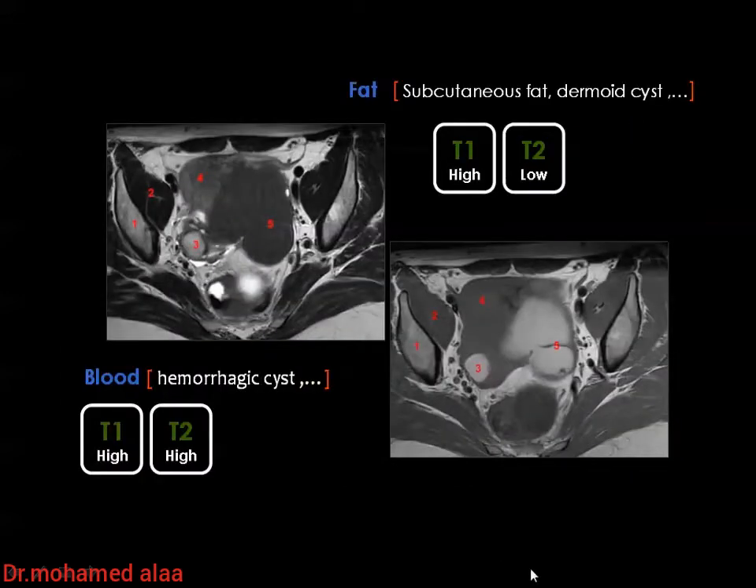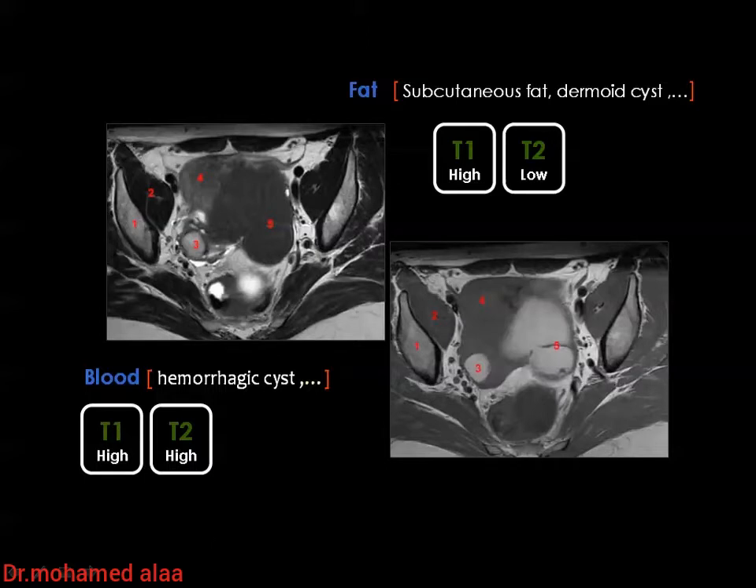Then what will appear bright in the T1 and somewhat dark in the T2 weighted image is fat. Then if you look here, this is a cyst in the pelvis, and the cyst contains fluid. The fluid is dark in the T1 and bright in the T2 weighted images. But look here for this number 3, there is a lesion which is bright in the T1 and bright in the T2. This lesion may represent fat or may represent blood. Let's say a dermoid cyst contains fat and a hemorrhagic cyst contains blood.